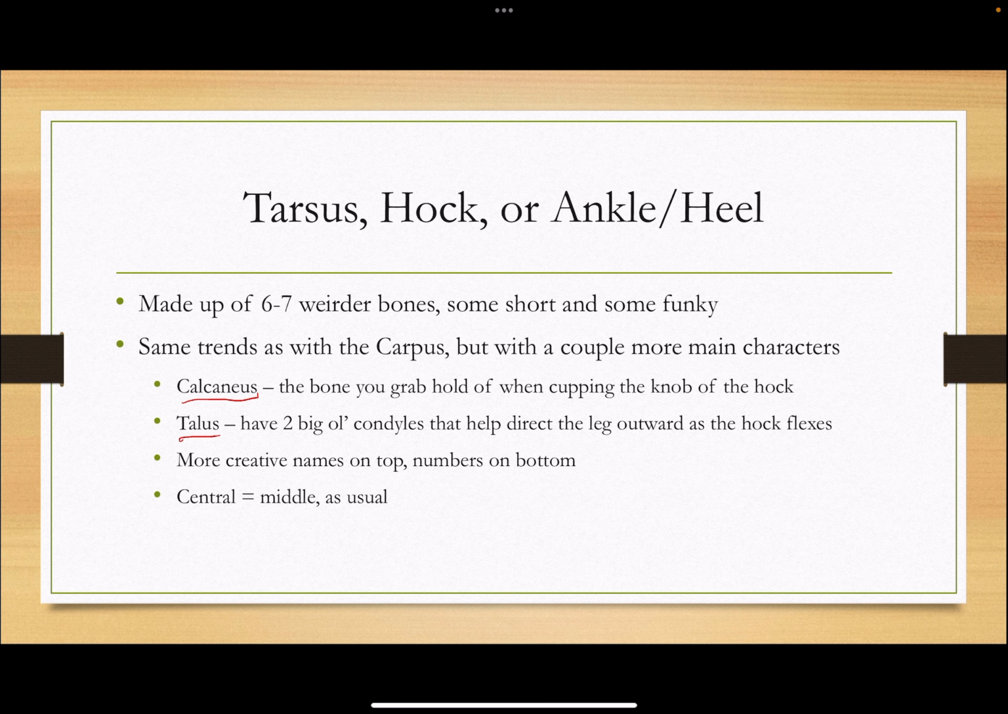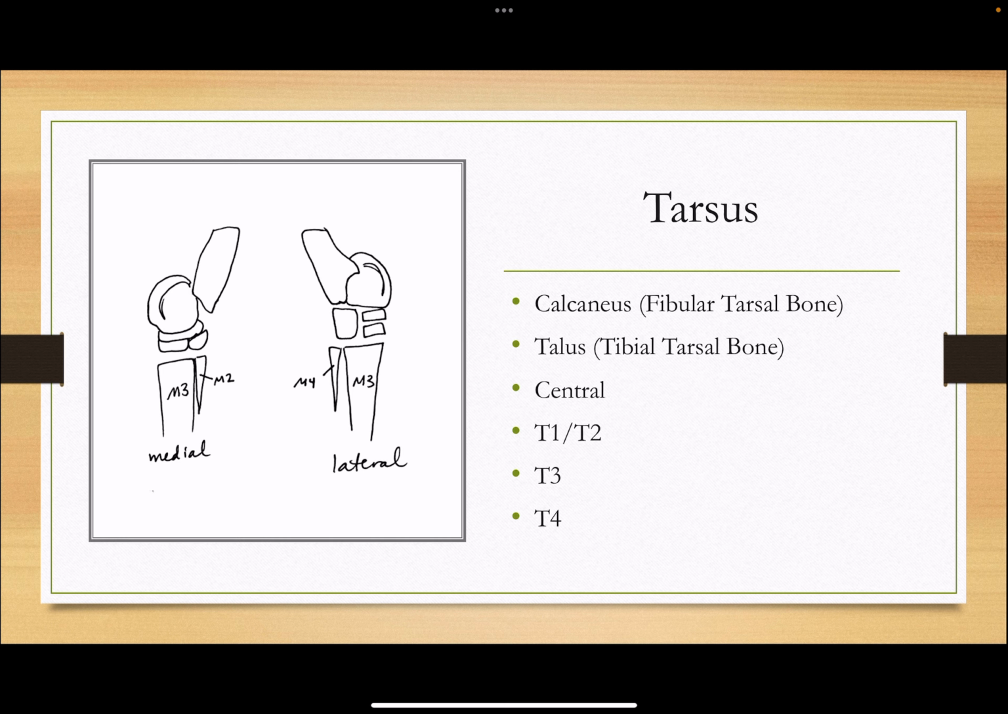And then, just like with the carpus, the fancier names are up top, and then the numbered names are on the bottom layer. And there is, in the hock, a central tarsal bone, kind of like that intermediate carpal bone, but it's just a bone that's in the middle of easier to name bones on either side of it. So here is my simplified version of the hock.